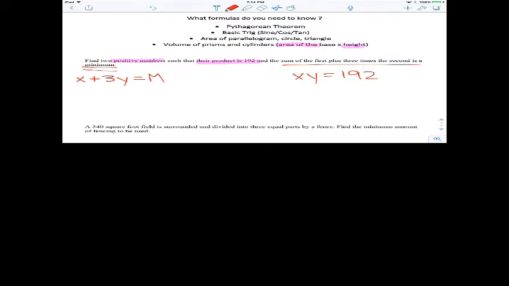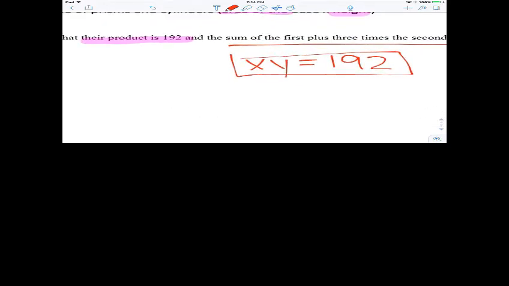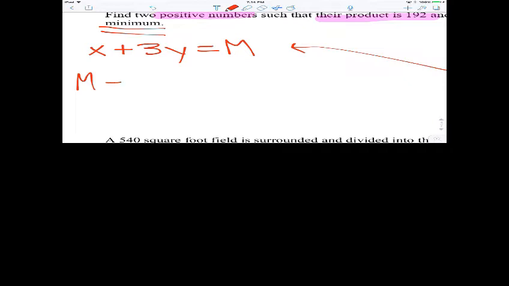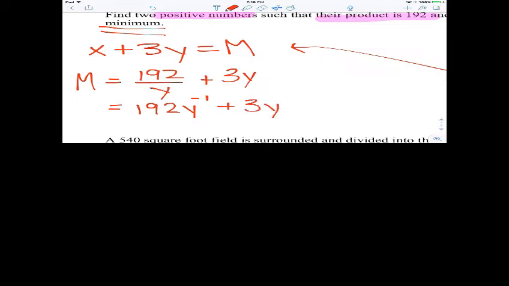You can solve your constraint for either one of the variables. Doesn't matter, x or y. I'm going to solve for x, so this would be 192 over y. And then I'm going to plug that into what I'm trying to optimize. So here I would have M equals 192 over y plus 3y. And remember, it can often be helpful in calculus to rewrite this as 192y to the negative first plus 3y to the first. And that is what I'm going to actually take a derivative of.